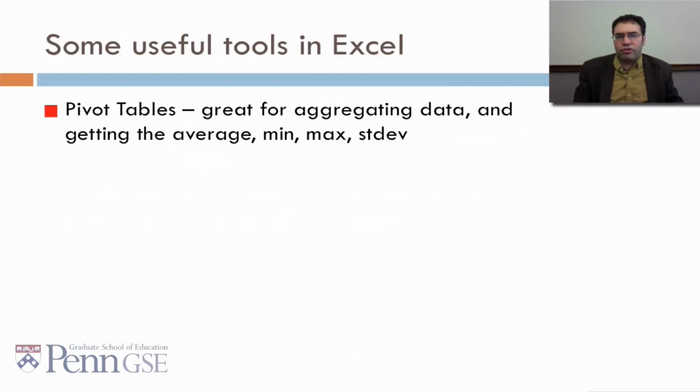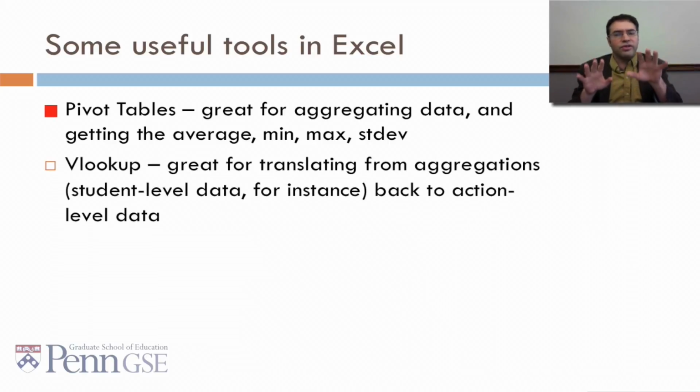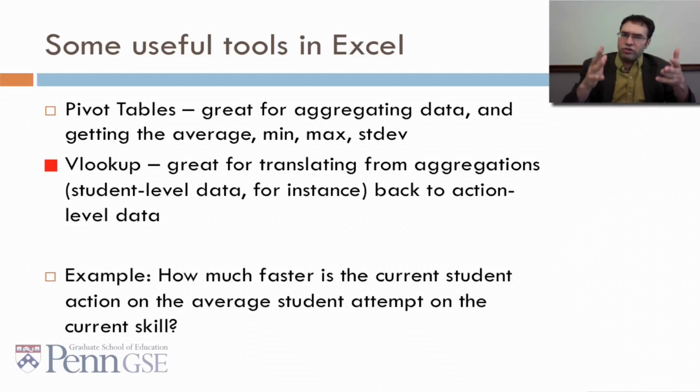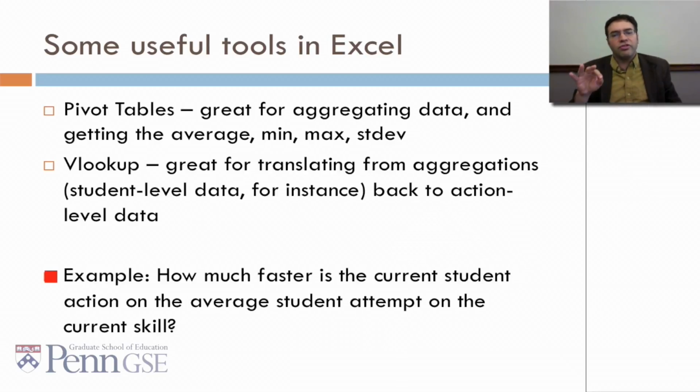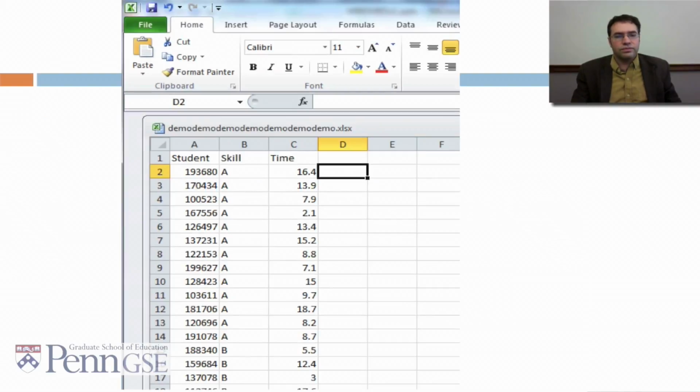Excel's got a lot of useful tools for this, including pivot tables, which are great for aggregating data and getting the average, min, max, and standard deviation. VLOOKUP, which is great for translating from aggregations, student-level data for instance, back to action-level or clip-level data. So an example might be, how much faster is the current student action than the average student attempt on the current skill? So let's take a look at how you can do that.